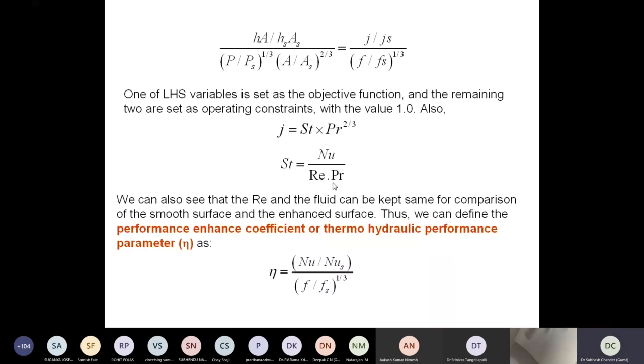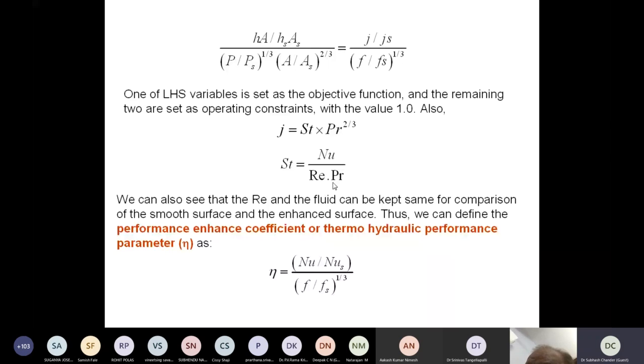On the left hand side, one of the reference side variables can be treated as an objective function, right? If we take one, then we will have the enhancement, which can be seen like this for a given pumping power. So how much heat transfer enhancement, following the criteria that we just discussed, all right? We are again writing the same expression J, the Colburn J factor, Stanton number into Prandtl number to the power 2 by 3. Stanton number I'm writing like this.